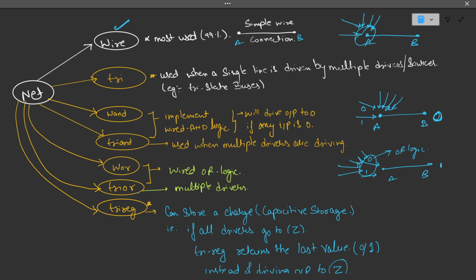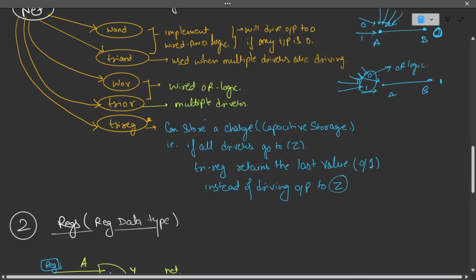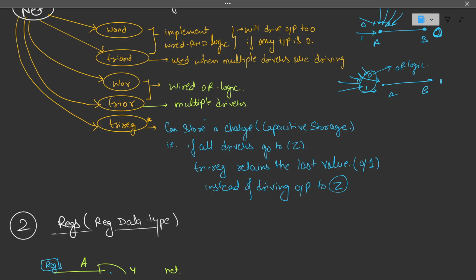Similar is the case of wor and trior. It is a simple OR logic at the input, and if multiple drivers are driving the same input, it will be trior if you want to implement the OR logic. Then there comes a special case, trireg. This trireg is what? It can store a charge as a capacitive storage. When in your design you want a capacitive storage, you use trireg.